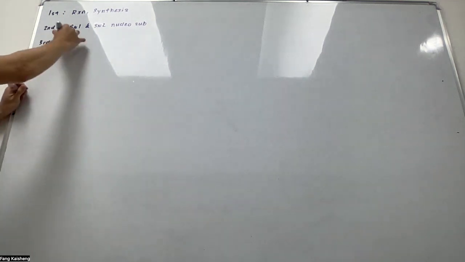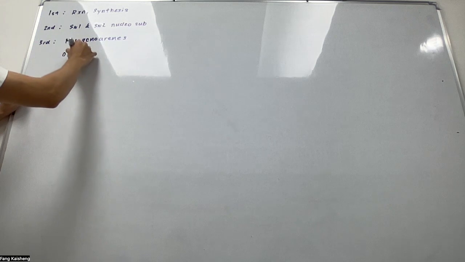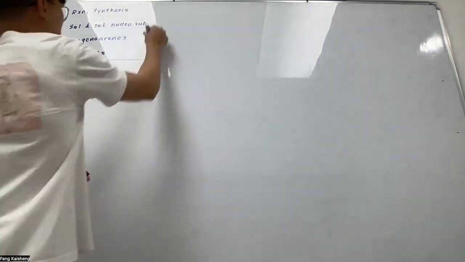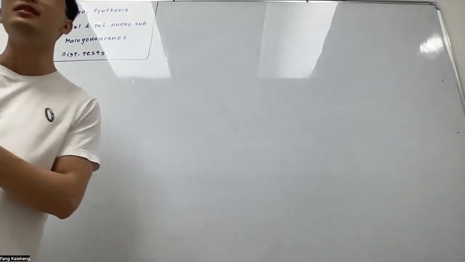For today's lesson, we're going to touch on halogenoarenes, and we're going to touch on distinguishing tests. And that's pretty much it. Very, very simple segment today. It is the second segment that takes up the most time. All right, so you can turn over to page 31.